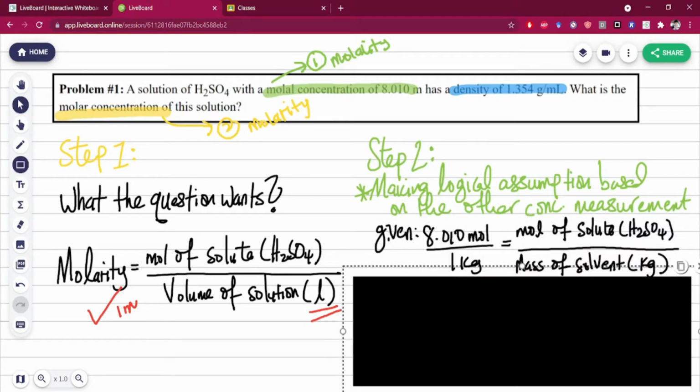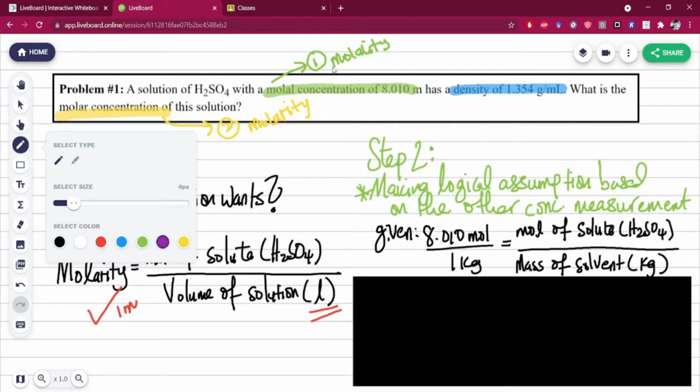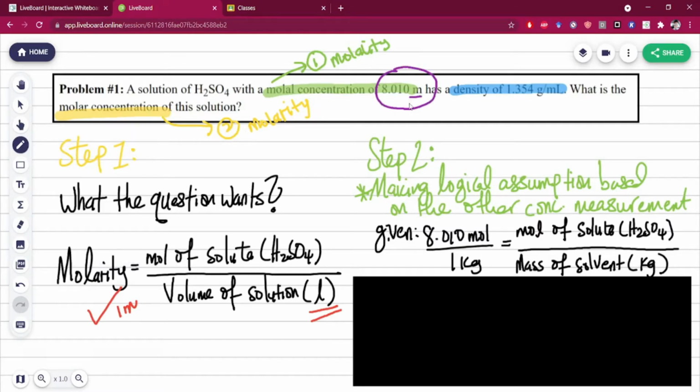Now, given in the question is 8.010 molal. Do you remember? The number over here with that unit is the same as 8.010 mole per kilogram. The unit little m is the same as that unit. So when you look at the units for molality, we can write it in the form of 8.010 mole per kilogram.